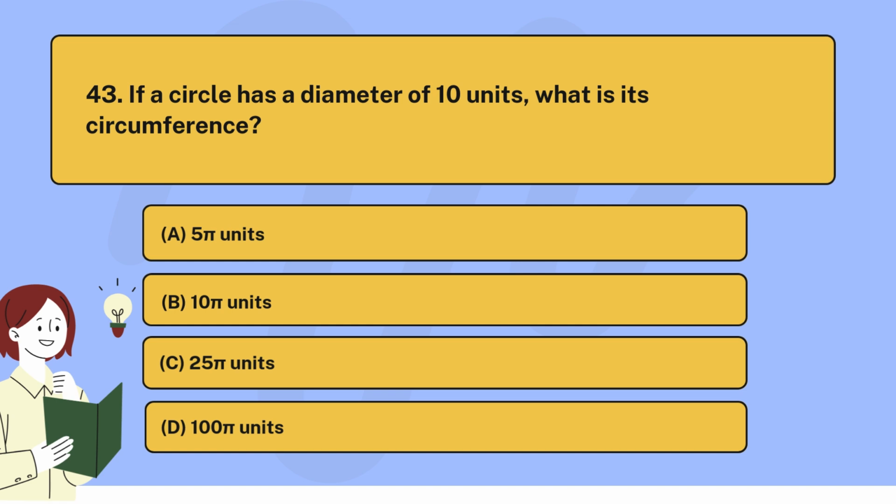Question 43. If a circle has a diameter of 10 units, what is its circumference? A, 5 pi units. B, 10 pi units. C, 25 pi units. D, 100 pi units.